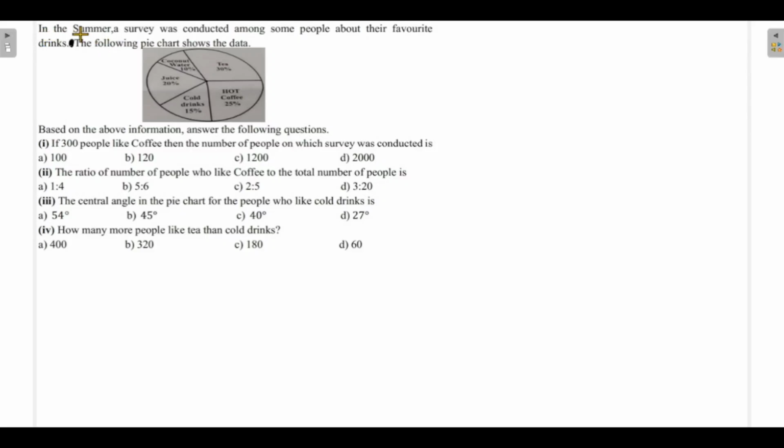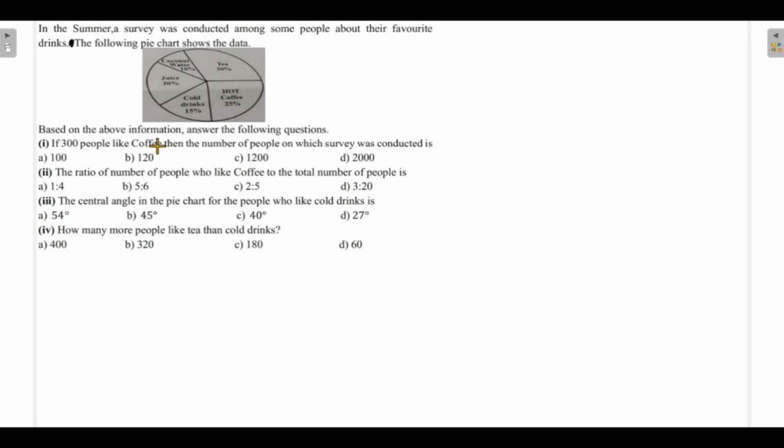Here the question is: in the summer, a survey was conducted among some people about their favorite drinks. The following pie chart shows the data. That means this is the pie chart which shows the data of some people about their favorite drinks. Based on this pie chart, you have to answer the given questions.